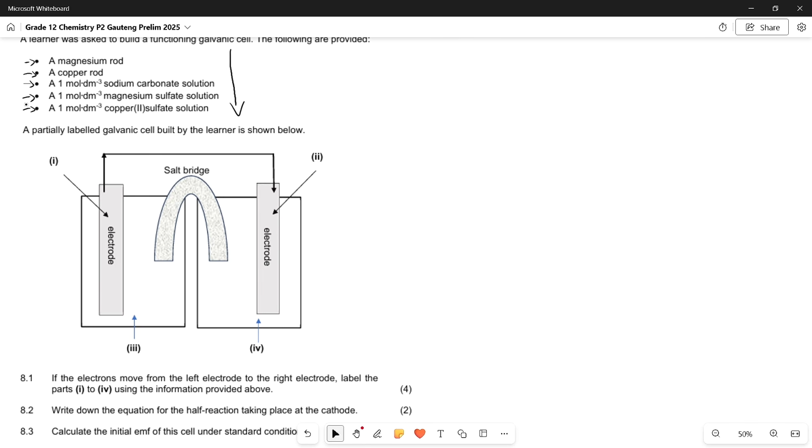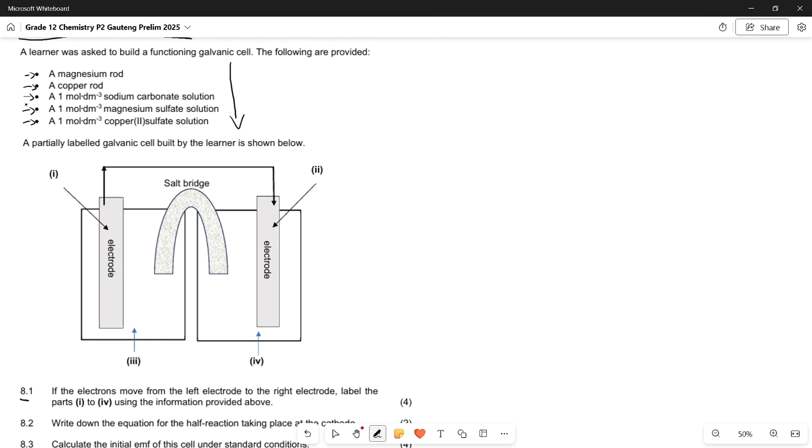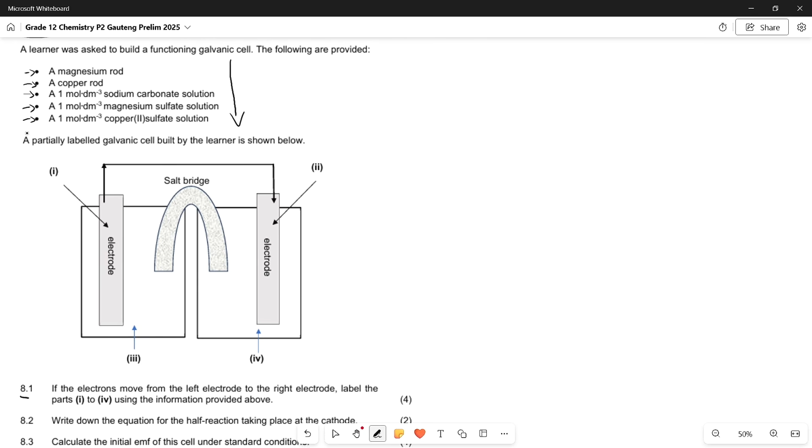Then it says a partially labeled galvanic cell built by the learner is shown below. So we have 1, our electrode, 2, the other electrode. We have our salt bridge over here. The key that it's galvanic is a salt bridge and that they're in 2 beakers. Then we have 3, the ions in this beaker, and 4, the electrolyte solution in this beaker. So 8.1 says if the electrons move from the left electrode to the right electrode, label the parts 1 to 4 using the information provided.